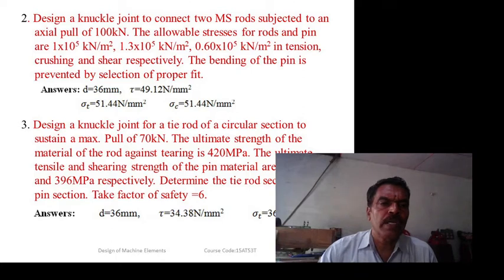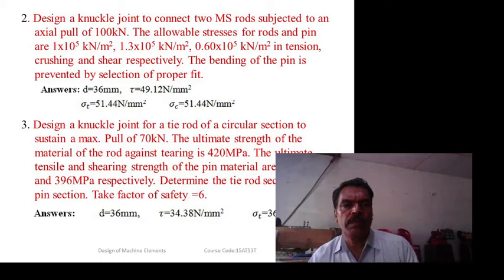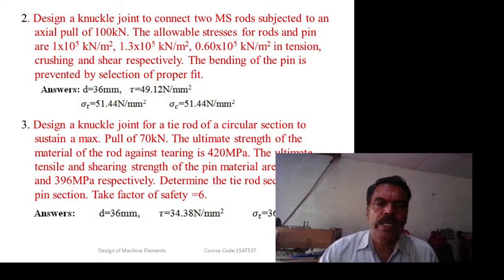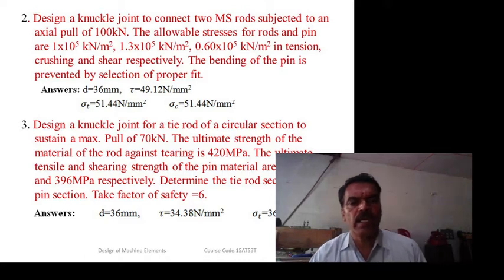And the last problem is to design a knuckle joint for a tie rod of a circular section to sustain a maximum pull of 70 kilonewton. That is, P is equal to 70 kilonewton, which is 70 into 10 raised to 3 Newton. The ultimate strength of the material of the rod against tearing, tearing means sigma t, is given as 420 megapascal, that is 420 Newton per mm square. The ultimate tensile and shear strength of the pin material are 396 megapascal respectively. Determine the tie rod dimensions. Next, take the factor of safety.